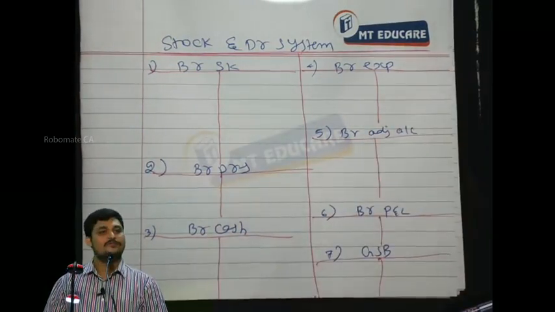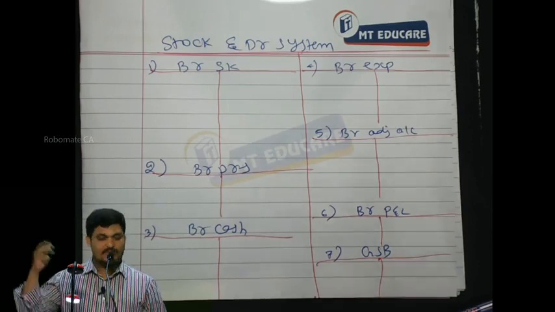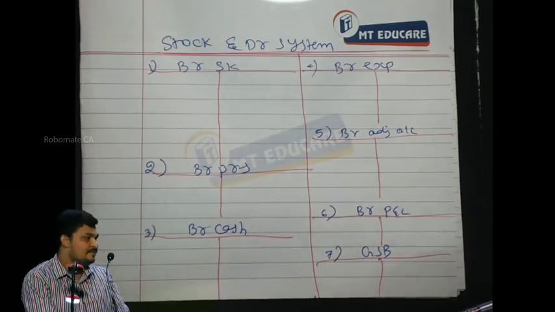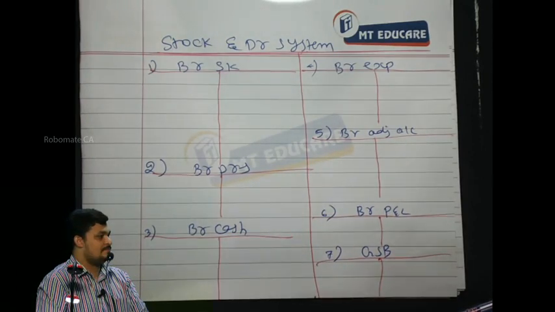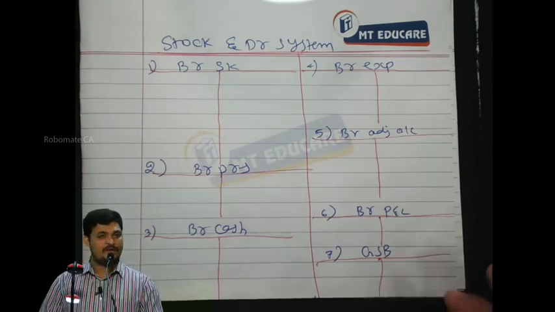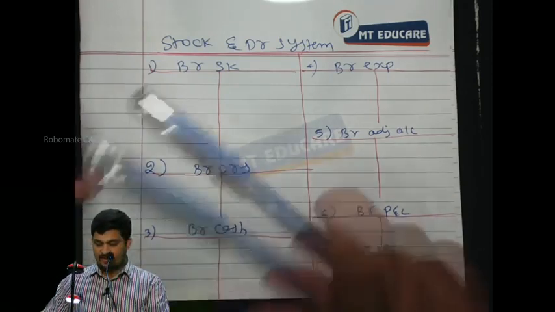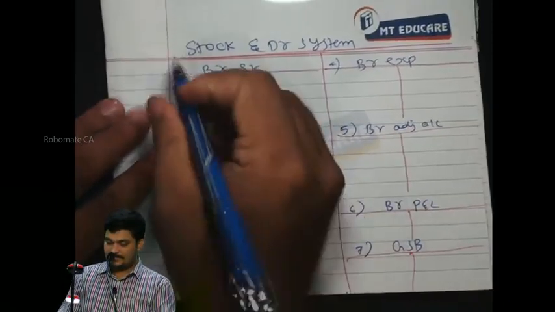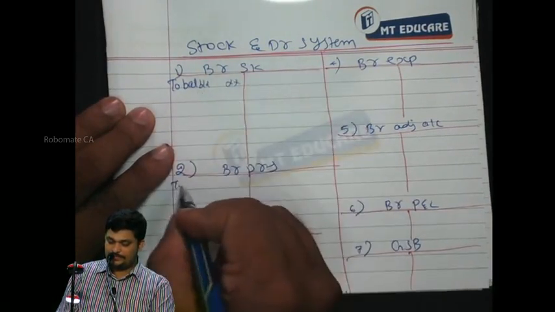Yes, sir. In these accounts, out of 7 accounts, only 3 accounts will have balances. Then, just 10 minutes I have. Unnecessarily, don't disturb. Shall I start? So out of these 7 accounts, only 3 accounts will have balances: stock, debtors, cash. We will write the balance brought down, the opening balance.